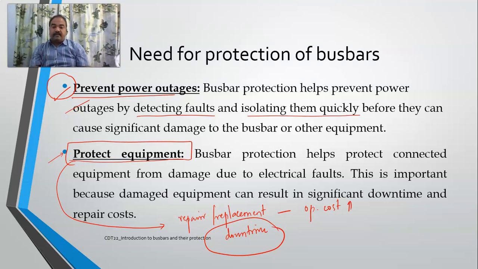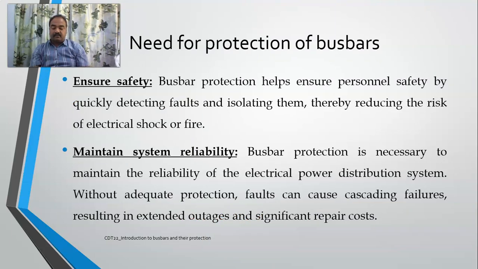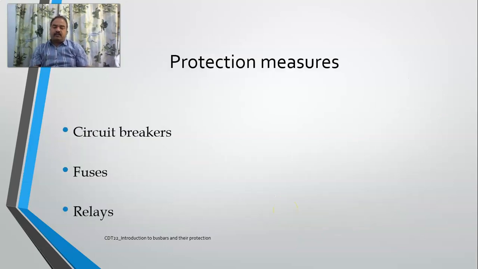So we protect equipment, prevent power outages, and also ensure safety. If a fault is sustained, there may be a risk of electrical shock or fire. Also, if you protect busbars properly, it will improve system reliability, because if faults are allowed to stay for a long time, they may cause cascading failures, extended outages and significant repair costs. Because of all these reasons, we provide protection for the busbars.